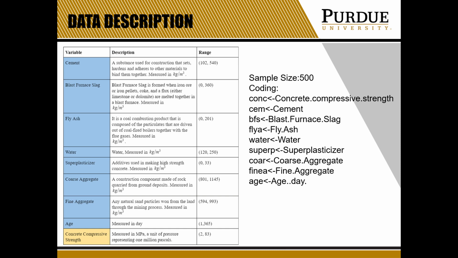Next section is the data description. Based on the table, we can see there are 8 independent variables highlighted in blue and 1 dependent variable highlighted in yellow. We can also see the descriptions and ranges here. The sample size is 500. And I also recoded the variables like this.